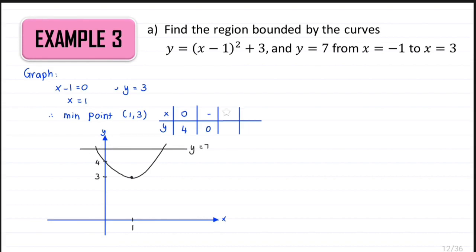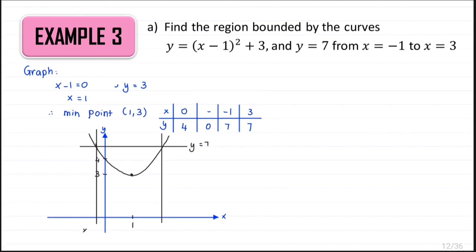We try to find when x equals -1. We get y equals 7, and if we put x equals 3, we also get y equals 7. x equals -1 here and x equals 3 here. So this one x equals -1, x equals 3. We want to find the region bounded by the curve, this one curve, y equals 7, this one x equals -1 and x equals 3. So our region is here.